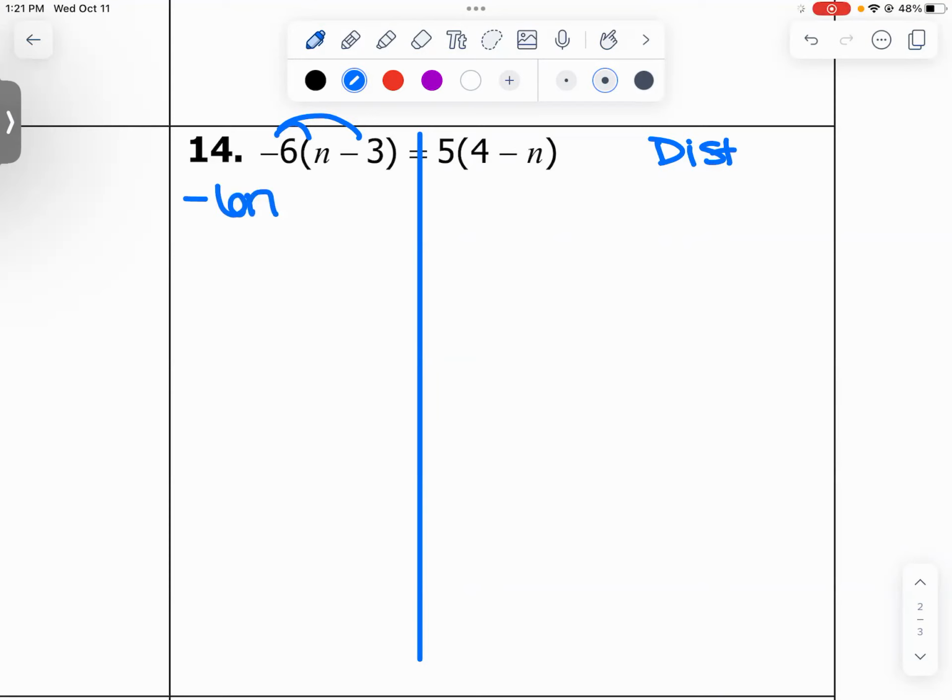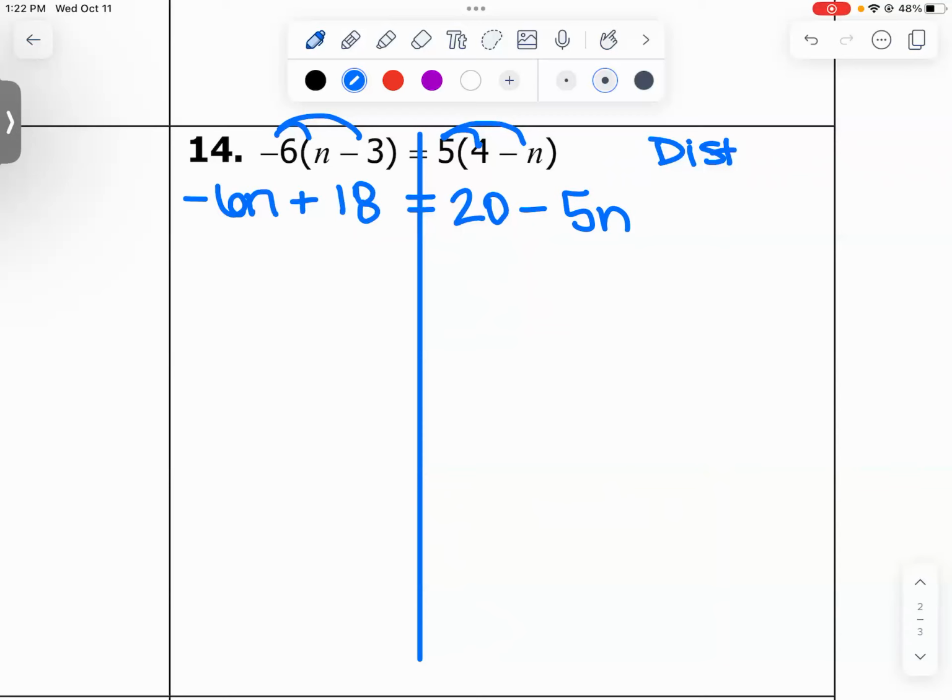Negative 6n. But be careful. Negative 6 times minus 3 is a positive 18. Negative times a negative gives us a plus. That's why I chose this one, to make sure we talked about that, okay? Now let's do the distributing over here. We have 5 times 4, 20. And we have 5 times minus n. Okay, so we have the minus 5n.